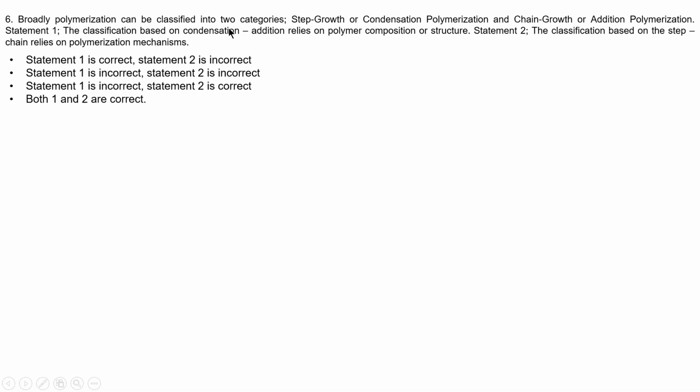Because in condensation polymerization, it is very crucial how the structure of the polymer is. If the structure has some scope for condensation, it will give you a condensation product. So it depends on the structure of the polymer how the condensation or the chain growth reaction will proceed. That's why both statement one and two are correct.